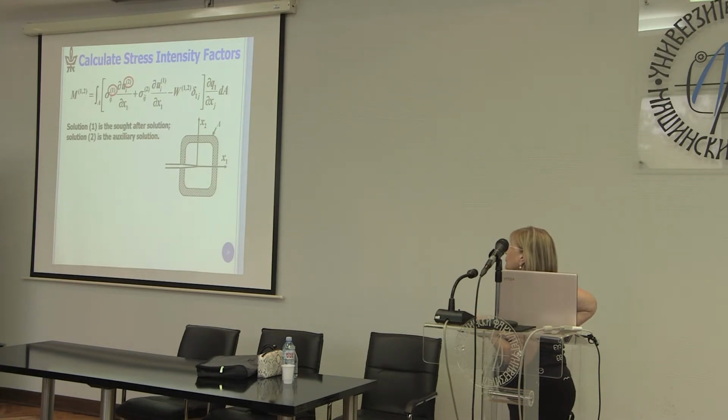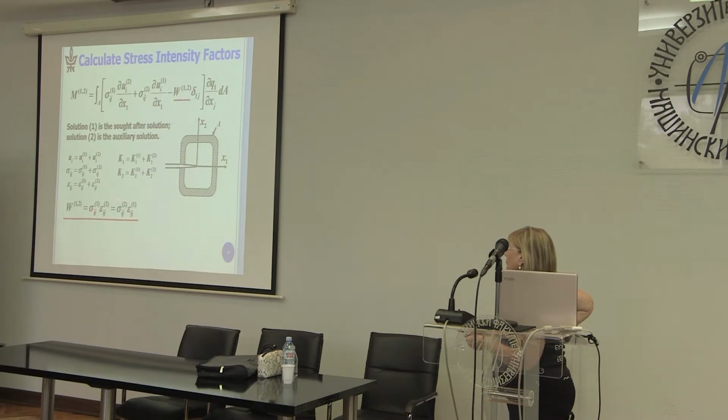Solution 1 is the sought-after solution. We obtain it with finite elements. Solution 2 is the auxiliary solution, which is analytical. And then we use superposition, so we have to have a linear elastic problem in order to carry out the M integral. Not so for the J integral. But we use superposition, so we combine the two solutions, the u's, the sigmas, and the epsilons. And the same thing with the stress intensity factors.